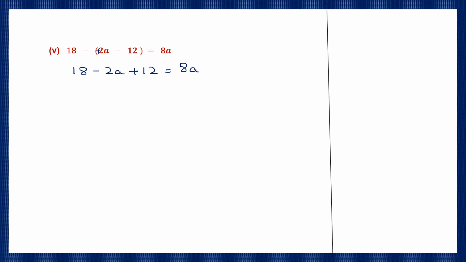Let's add up the numbers with the same sign. So this is the plus sign. So plus 18 and plus 12 we can add up. So 18 plus 12, 8 plus 2 is 10, carry 1, 3, 30.